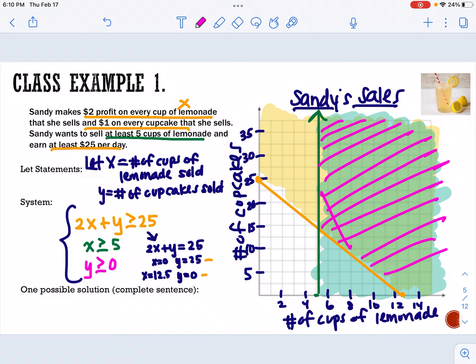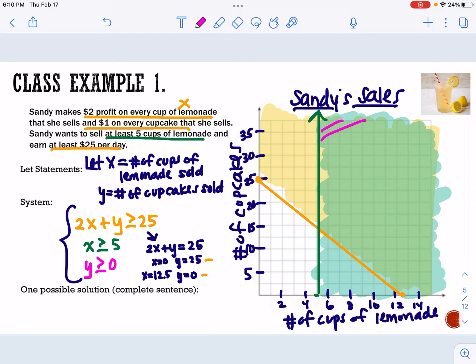So for example, I'm going to get rid of all of this. If I use the point (14, 10), which is going to be right over here, this is one possible combination that Sandy can do in order to reach her minimum of a $25 profit per day, where she's selling at least 5 cups of lemonade. However, we just need to create one possible solution.